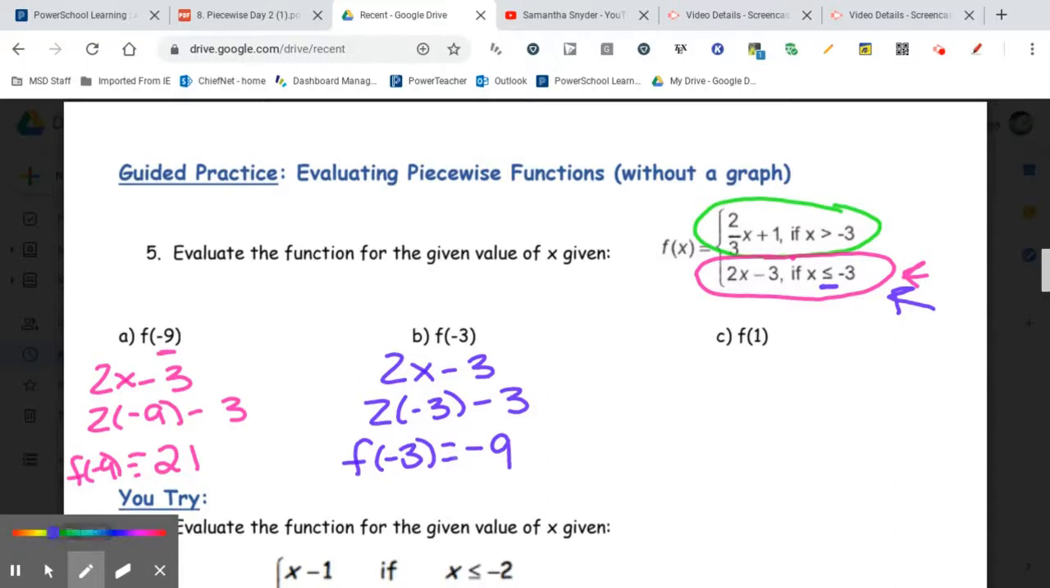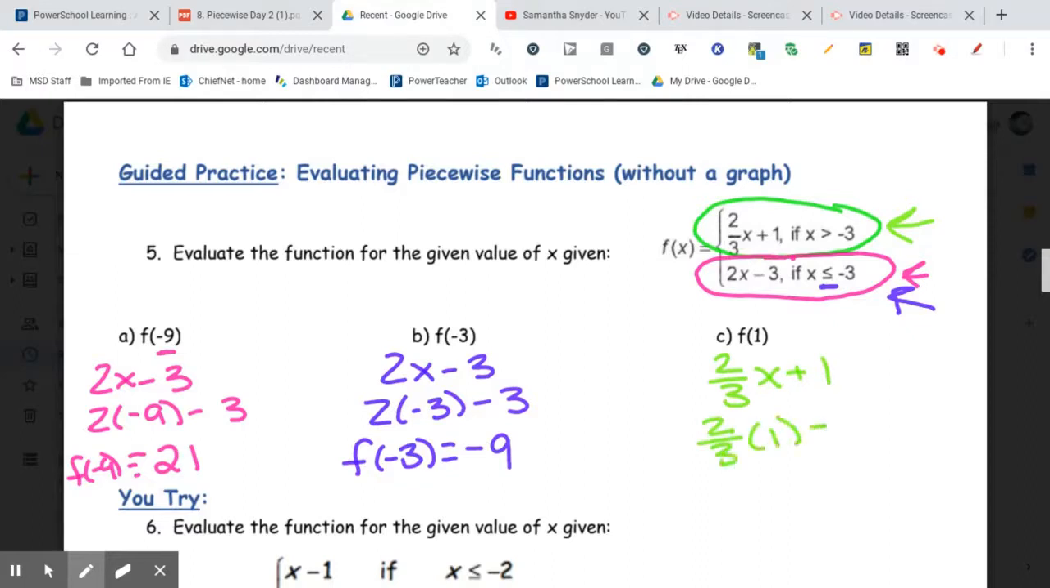And one more, f of 1. So x equals 1. That fits into the top one because 1 is greater than negative 3. So we're going to use the rule 2/3 x plus 1 and sub in 2/3 times 1 plus 1. And we get f of 1 equals 1 and 2/3. You can write that as a fraction or a mixed number, whatever you want to do.